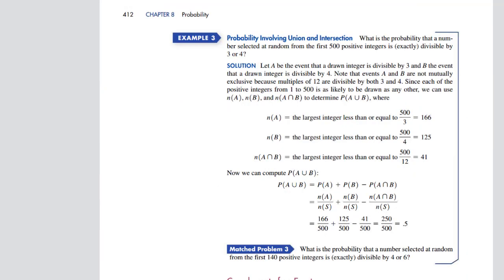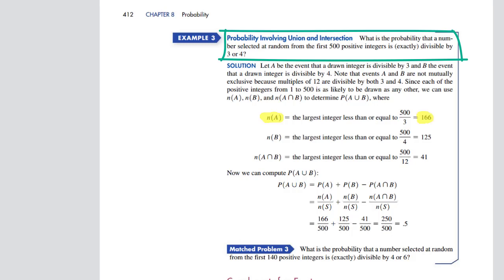Let's take a look at example 3. It's saying we're going to choose a random number from the values 1 to 500. And it's wanting to know what's the probability of getting a number divisible by either 3 or 4. Since it's an OR problem, once again, it's a union. That means we need to know the number of elements in A, which is divisible by 3, B, which is divisible by 4, and the intersection, which means a number divisible by both.